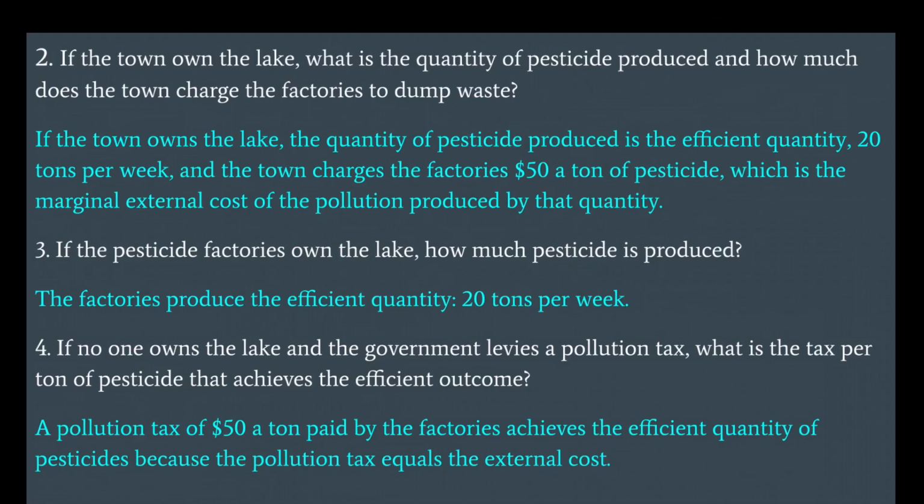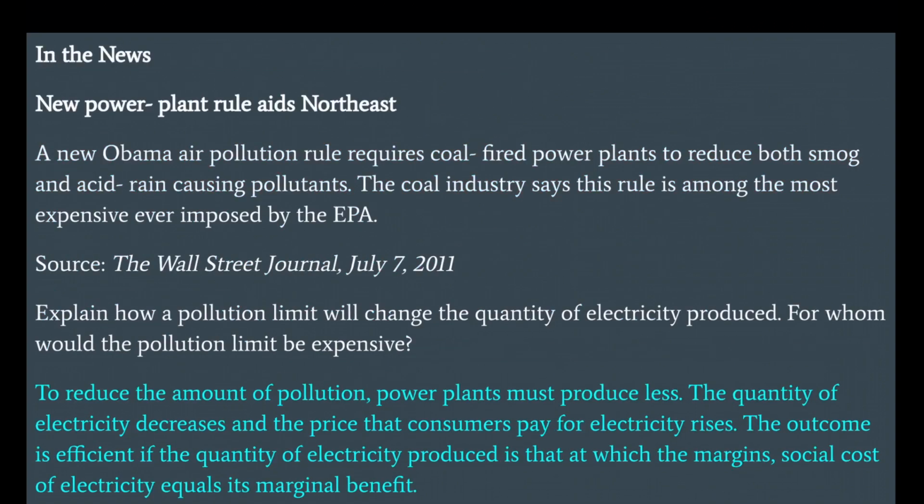If no one owns the lake and the government levies a pollution tax, what is the tax per ton of pesticide that achieves the efficient outcome? A pollution tax of $50 a ton paid by the factories achieves the efficient quantity of pesticide because the pollution tax equals the external cost.